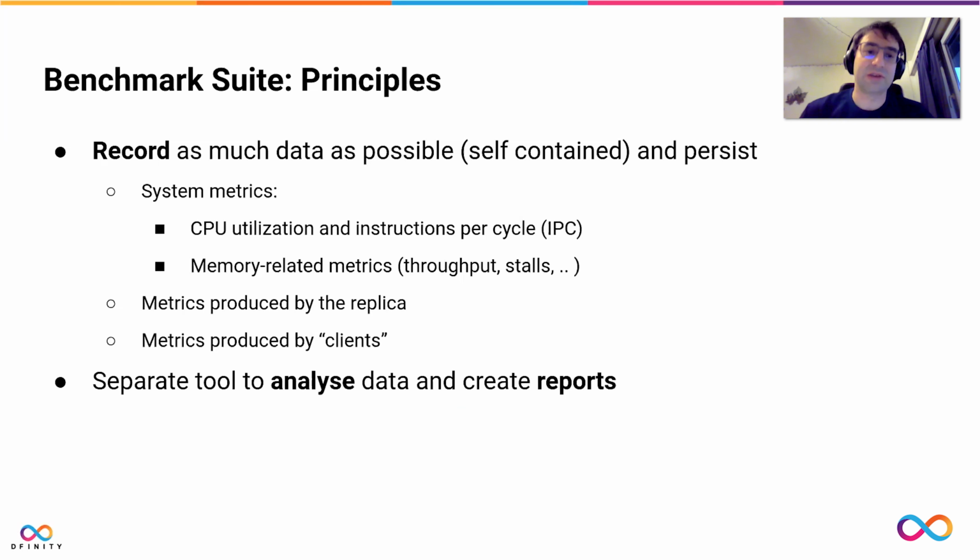So amongst other things, we collect system metrics such as the CPU utilization or the IPC of the CPUs. We also have some memory-related metrics. We want to have a look at the throughput that we achieve when fetching data from memory, and also we want to look at stalls, so how often a CPU has to wait for memory to arrive. We also collect metrics from the replica as well as from the clients. I will talk a little bit more about that later.